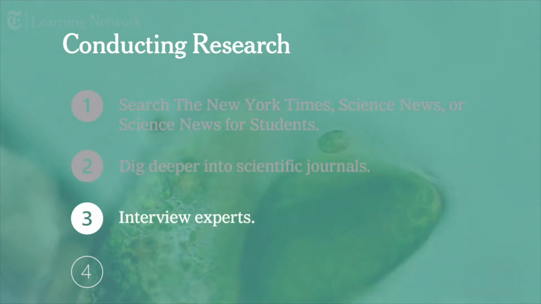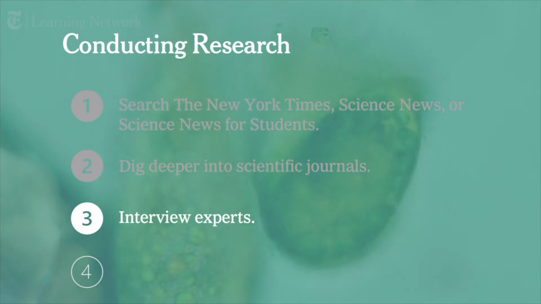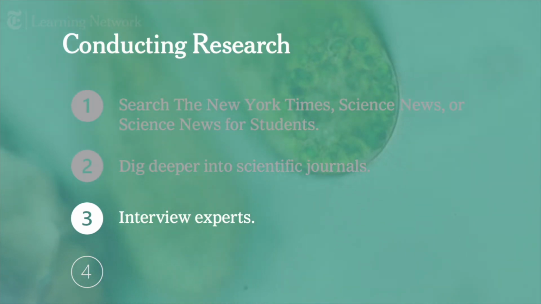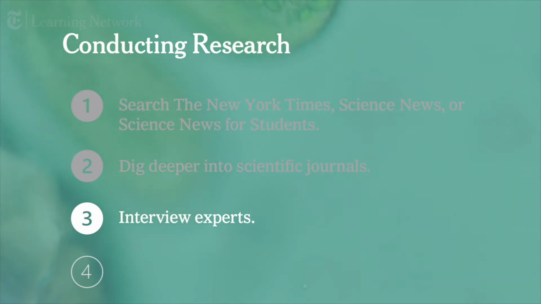You can also interview experts, and it doesn't have to be big-name experts, but it can be experts in their own community. So for example, students don't have to call up the head of the U.S. Forest Service to find out about butterfly habitats. They can actually talk to a local park ranger or a gardener, somebody who has a lot of expertise in the area that they're interested in.